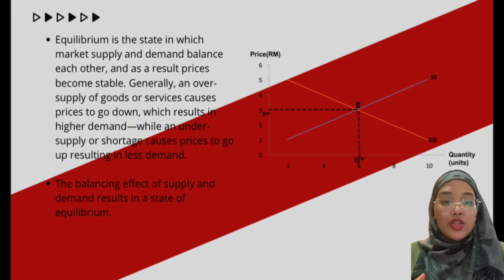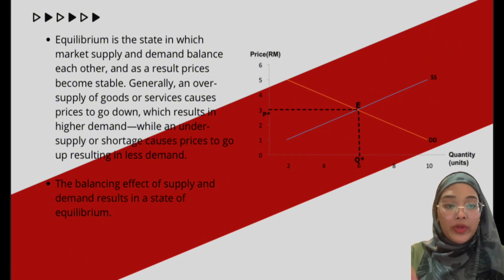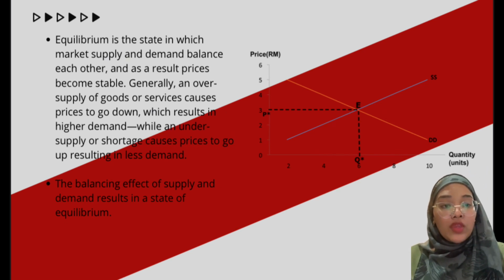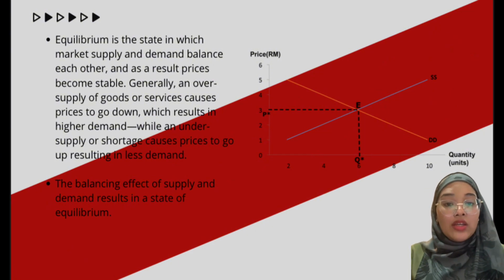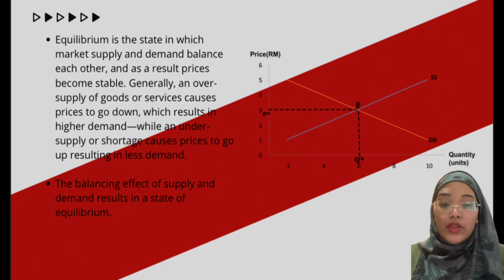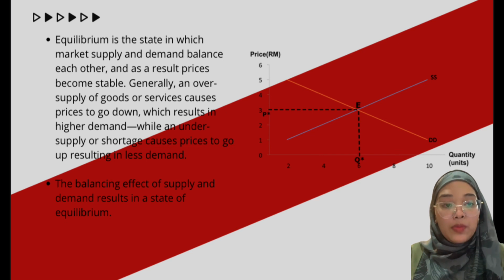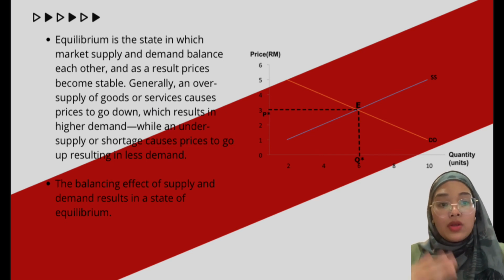Based on the diagram that I show in the slide, equilibrium is the state in which the market supply and demand balance each other, and as a result, price becomes stable. When the points of QS and QD meet, we can say that generally there is no oversupply of goods or services, and there is no problem with the price of the goods. The balancing effect of supply and demand results in a state of equilibrium. So when we meet the equilibrium, that means we have found the stable price where supply and demand balance each other.